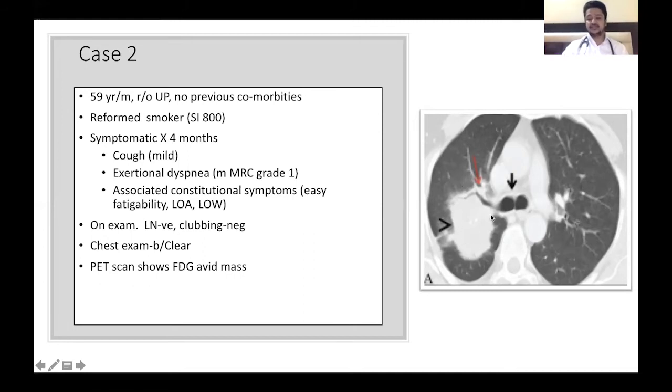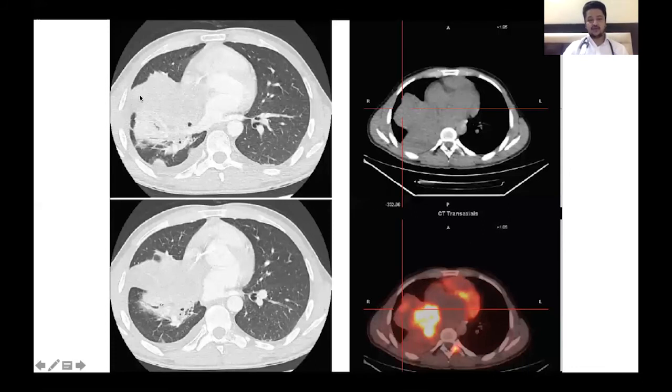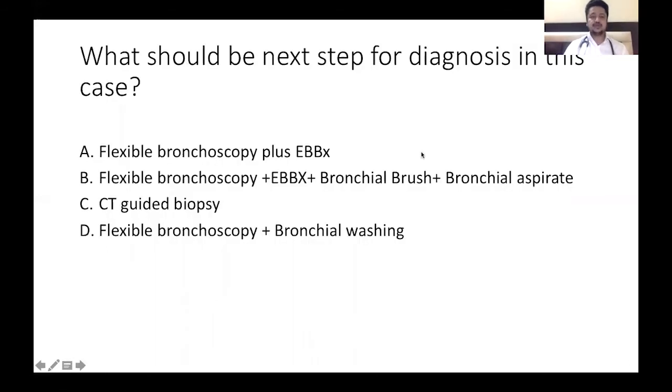So it is just in the right hilar area. And when we did the CT, there was a right low mass surrounding the bronchus and invading the bronchus. And on FDG, there was FDG uptake in the mass on the PET CT. So what should be our next investigation in this case?